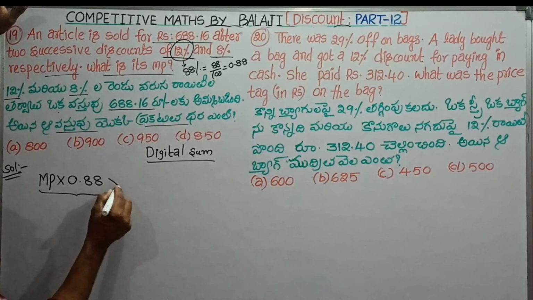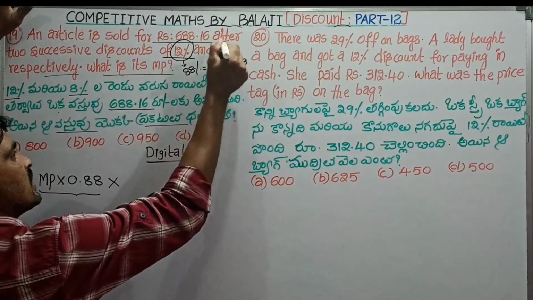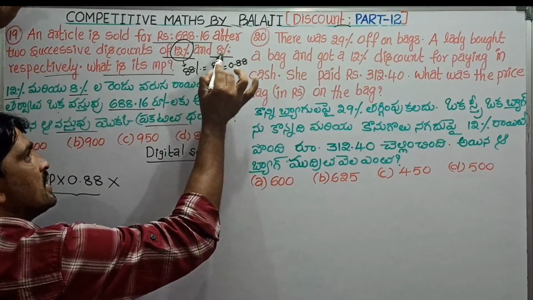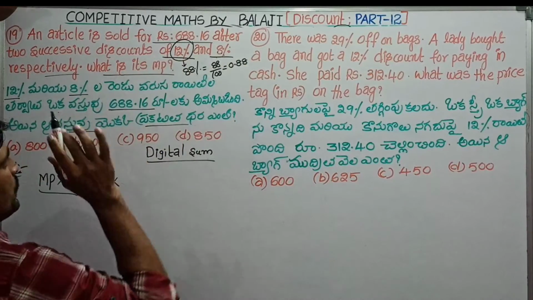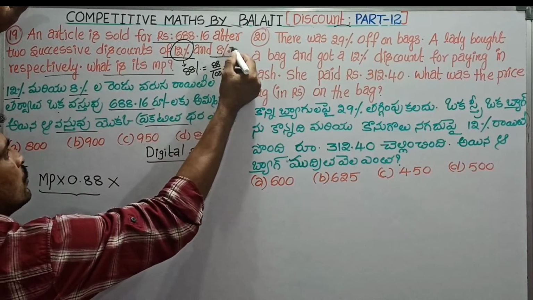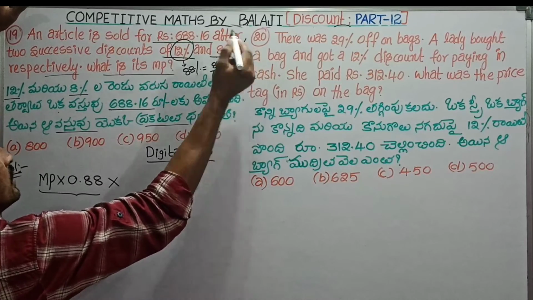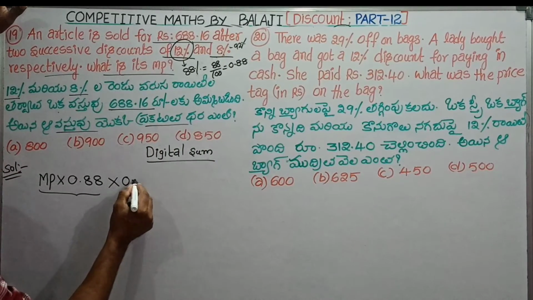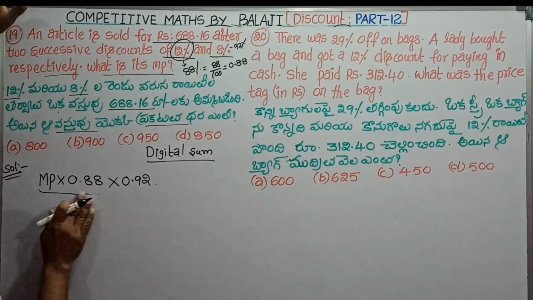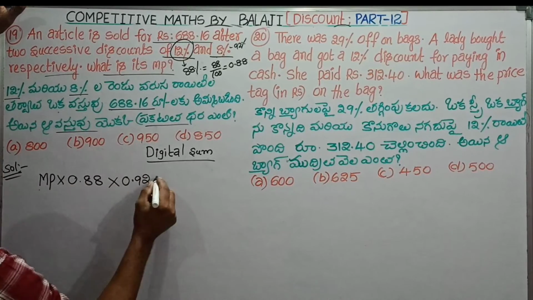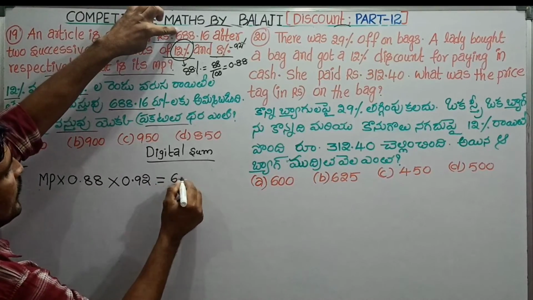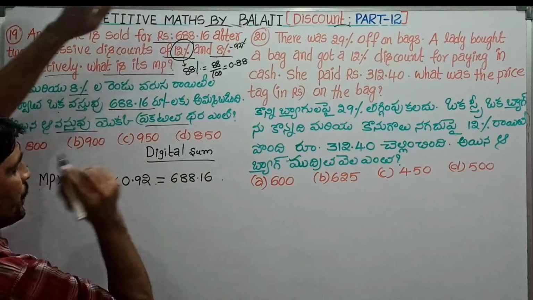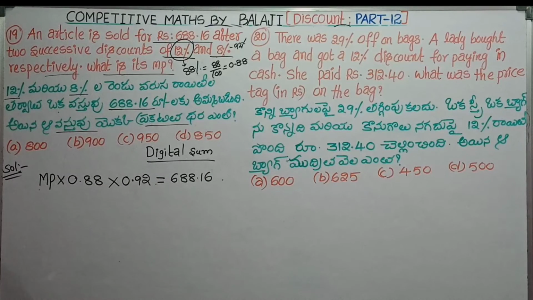On this reduced price, again we allowed 8% discount. What is 8% discount? For every 100, it is 8 rupees less. So the article is sold at only 92%, which means 0.92. So this is the selling price of the article, which is equal to 688.16 rupees.